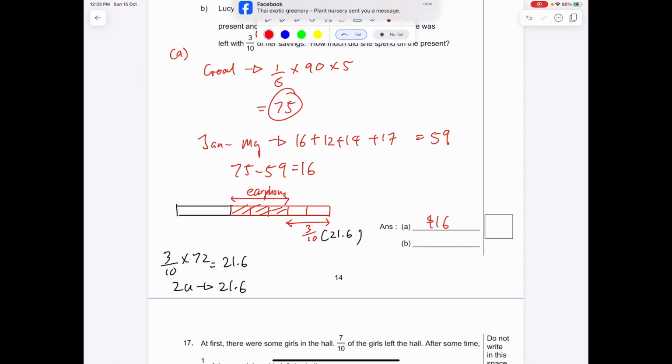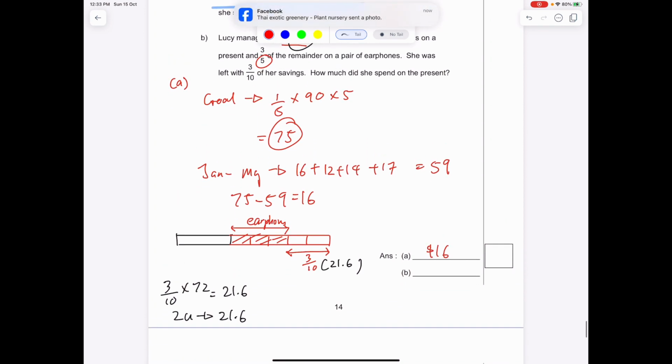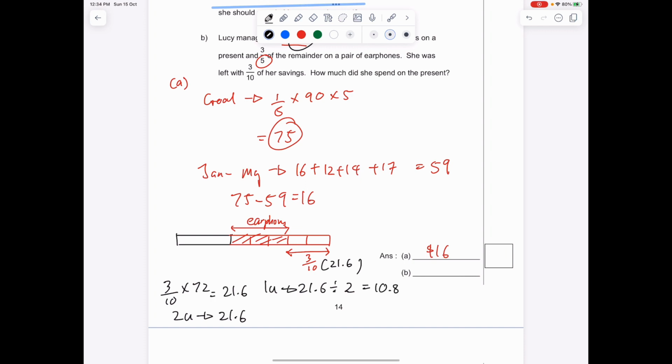So 1U would actually be 21.6 divided by 2. Your answer would be 10.8. So 1U is actually 10.8. The total amount that she spent here is actually 5U. Okay, so 5U would be 10.8 times 5.